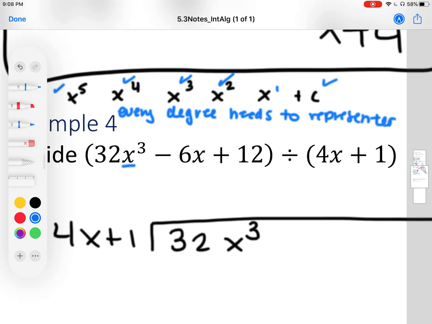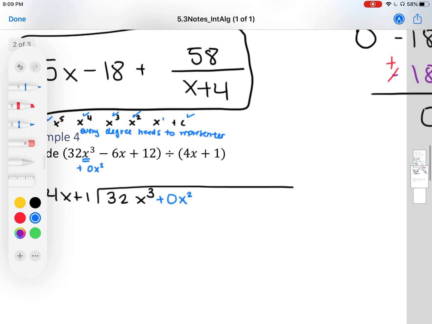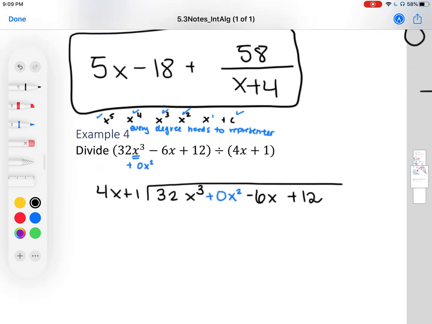So here we have an x to the 3rd power. I would want then an x squared, which we don't have. So we need to make up for it, at least for a placeholder. So I write plus 0x squared. Okay, now we continue. We have an x, so we write minus 6x plus 12. We need to have every degree there. If not, we write a 0 placeholder.